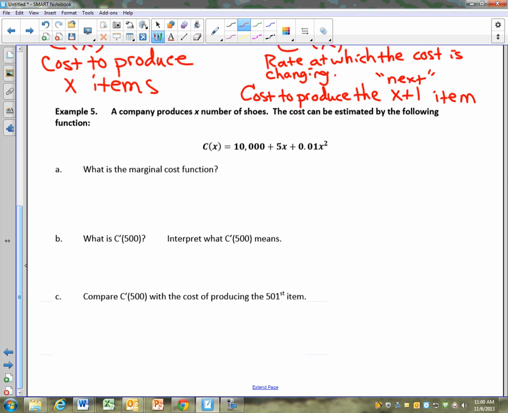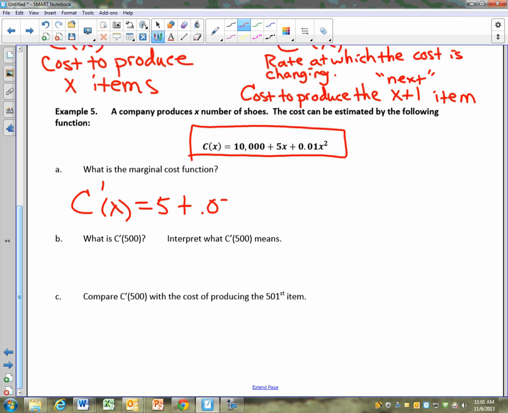So let's look at an example. A company produces X number of shoes. The cost can be estimated by the following function. If they want to produce 1,000,000 shoes, they have to plug it in there and see what they get. The question is, what is the marginal cost function? What do I do? Take the derivative. What's the derivative of the cost function? 5 plus 0.02x. Would you agree?